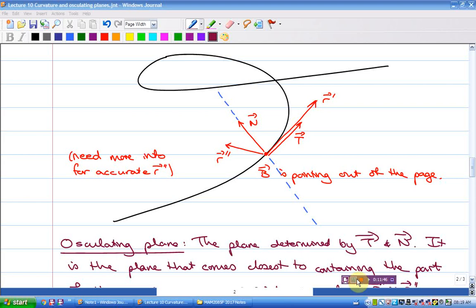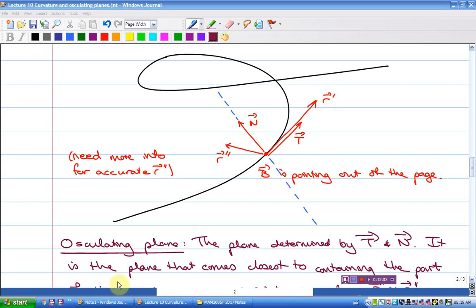Okay, all right. Same with T and B. B is pointing out of the page there where the red dot is. So T and B together determine a tangent plane, and B and N between them determine the normal plane. Okay, all right.